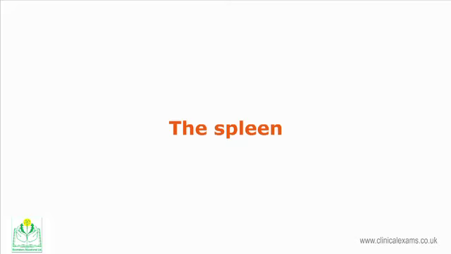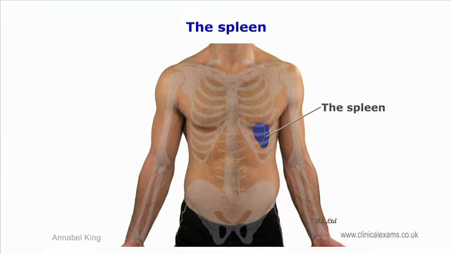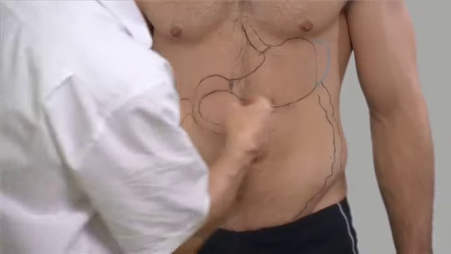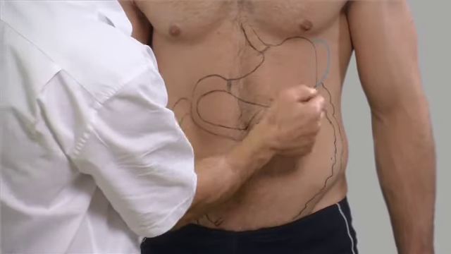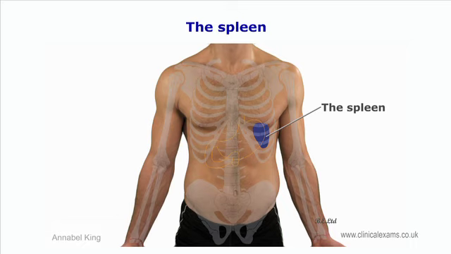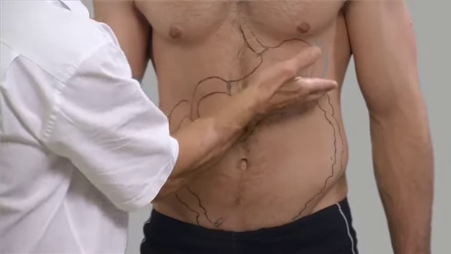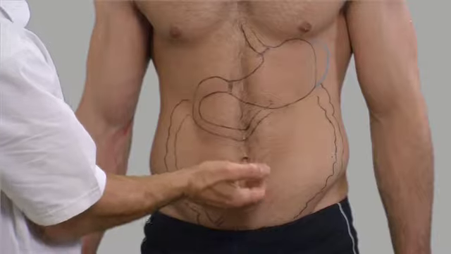The spleen. It lies on the left side, posterior to the costal cartilages of ribs 9, 10, 11, and 12. Its length is about 10 centimeters and depth 7 centimeters and about 3 to 4 centimeters thick. The spleen can become grossly enlarged up to 3 times its size. In such cases, it may be palpable as it projects towards the umbilicus.